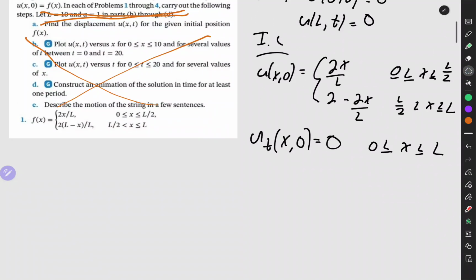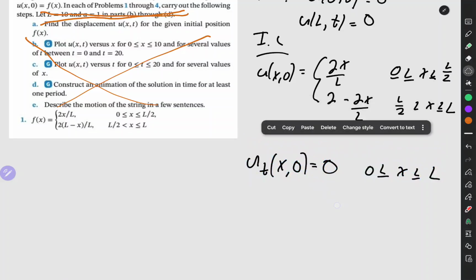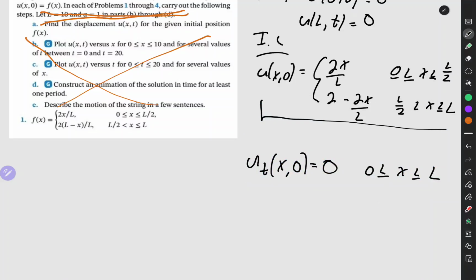So like you can think of this, I can label these actually. This is the initial position. This is the initial velocity.